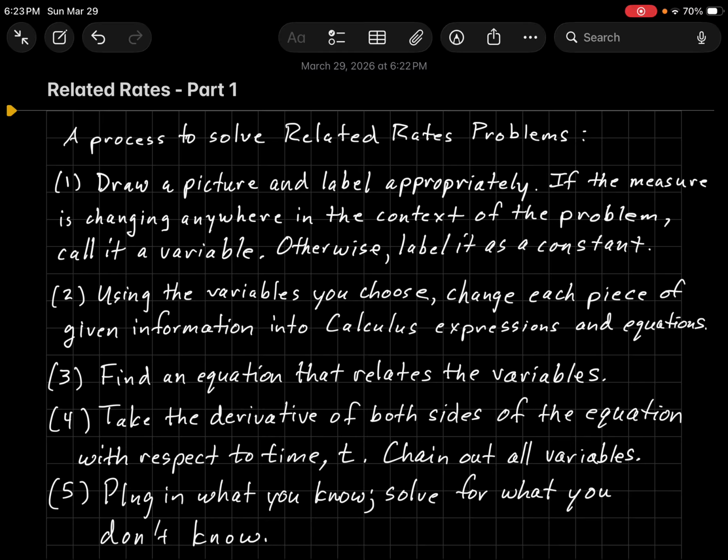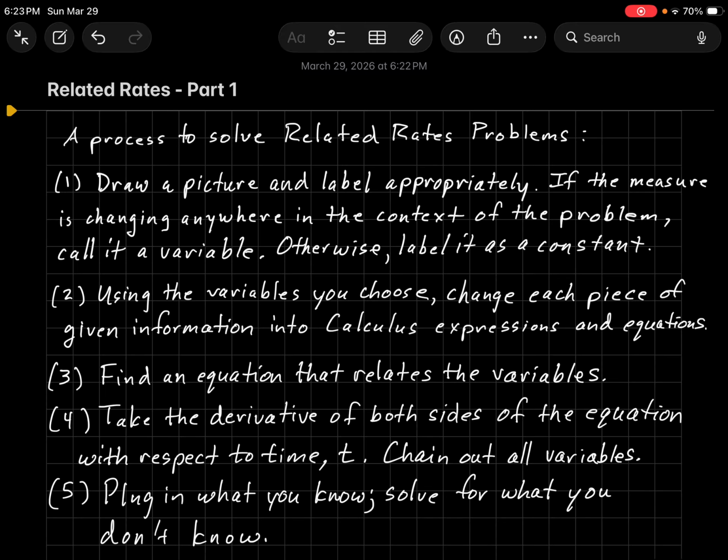First thing I have my students do when we're solving related rates or any other problem, whenever possible, is we draw a picture and we label it appropriately. If a measure, an area, length, etc., is changing anywhere in the context of the problem, we're going to call that a variable. Otherwise, label it as a constant. You'll see some of these things go on in the next few videos.